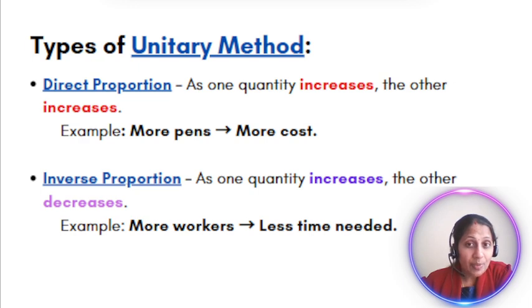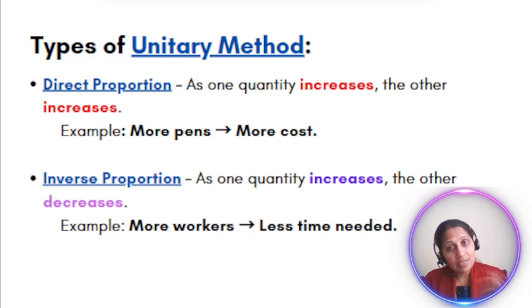What is direct proportion? If one quantity increases, the other quantity will also increase. That is, if more pens, then more cost. Less pens, less cost. Inverse proportion is the opposite. If one quantity increases, the other quantity decreases. Example, more workers doing a particular job means it takes less time. If fewer workers, then it will take more time.